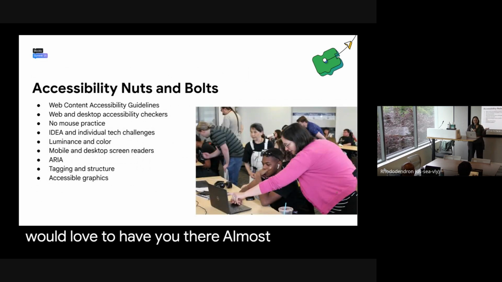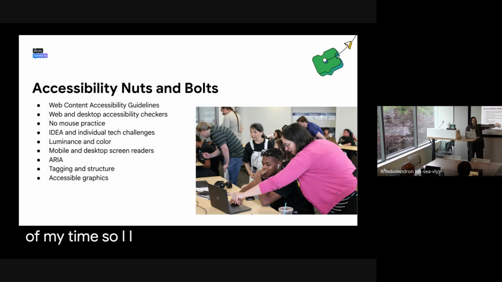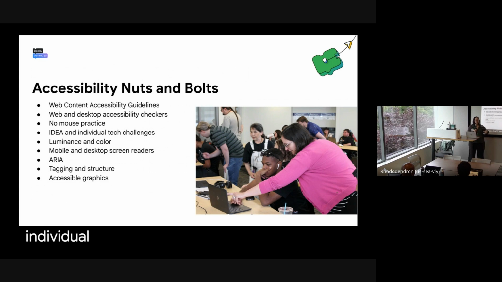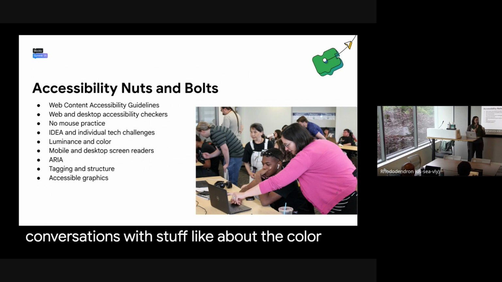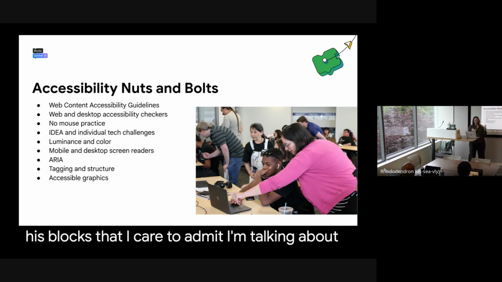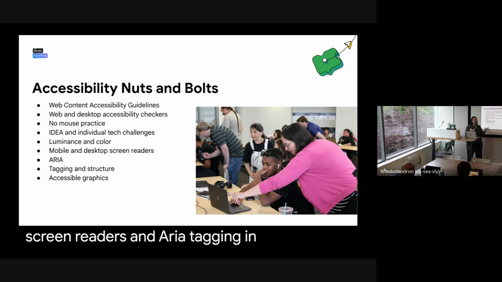I'm almost at the end of my time, so I will share with you some of the things we are thinking about: talking about WCAG, talking about accessibility checkers, practicing not using a mouse and what that looks like, thinking about individual technology challenges that students face, luminance and color. I have had more conversations with Stefan about the color of his blocks than I care to admit. Talking about screen readers and ARIA, tagging and structures, accessible graphics.